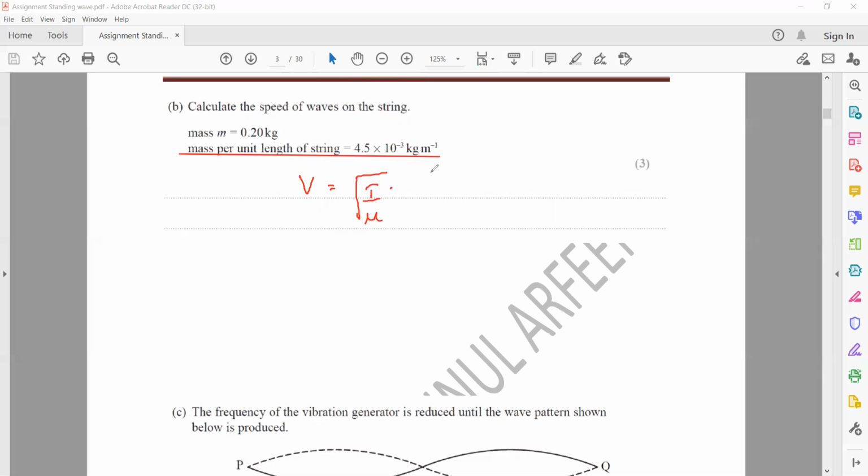What is T? T is the tension. And what is mu? Mu is the mass per unit length. So mu is given. But here the mass is given. How can we work out the tension?